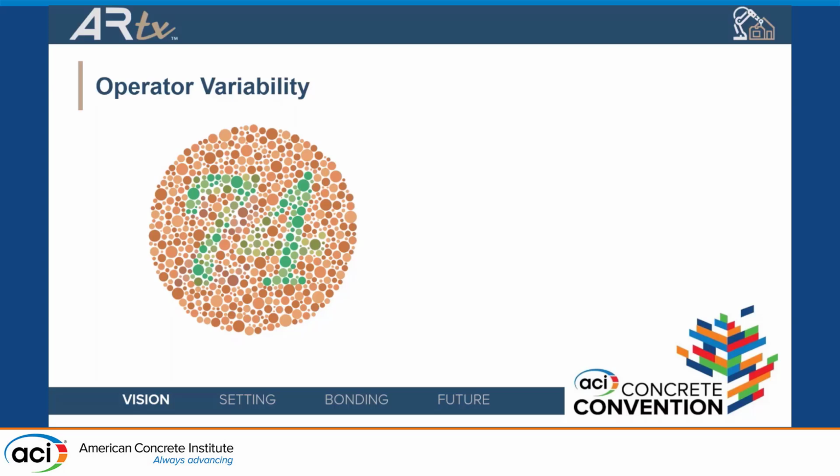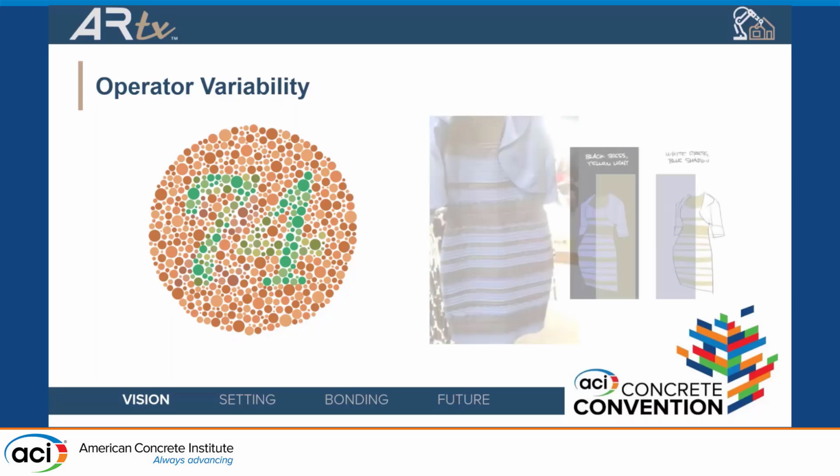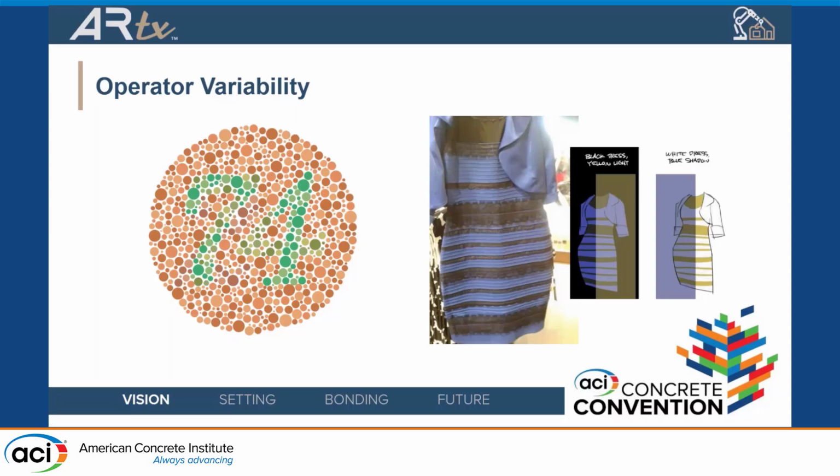This is a picture. I'm told there's a 74 in the middle of that circle. Some of us are colorblind and we can't actually see that. So we have this hardware variability from person to person. We even have this tendency to assign colors based off of assumed context. So this was a viral picture from years ago where some people thought it was blue and black, other people thought it was white and gold, and it all depends on your assumptions of the context.